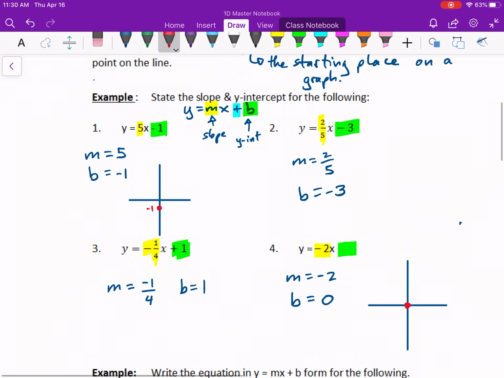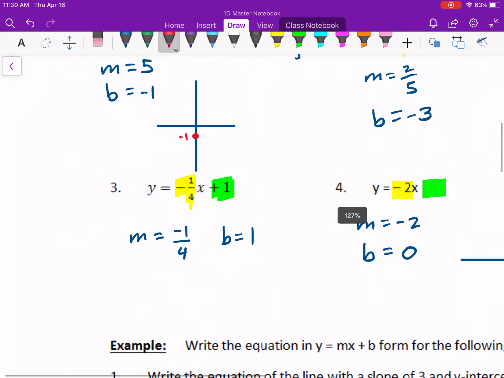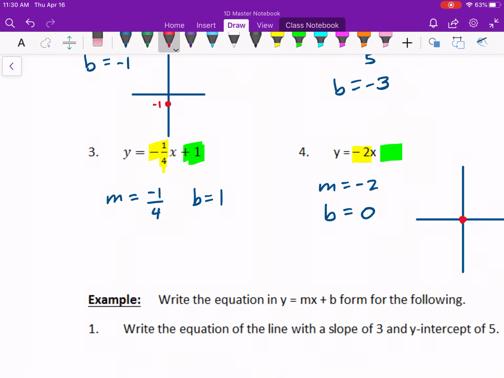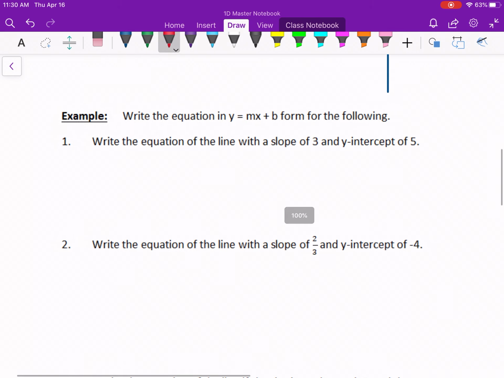Number 1, the other one where I drew the grid, this one would not go through the origin when I graphed the line, and that would be a case of partial variation. So anytime the y-intercept is 0, that's a way to tell if something's direct variation.